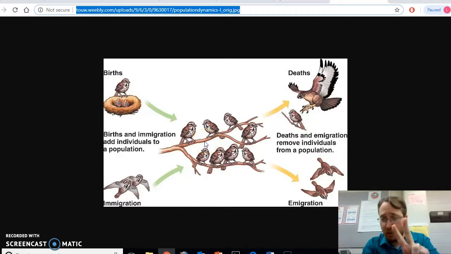Conversely, there are only two things that can cause a population to go down. Lots of things can influence it, but there are only two reasons that the population goes down. If organisms die, the population decreases. And if organisms emigrate, meaning they leave the area, then the population goes down. That's it. All these other factors can influence this, but these are the only two things that actually cause populations to go down. So let's review.